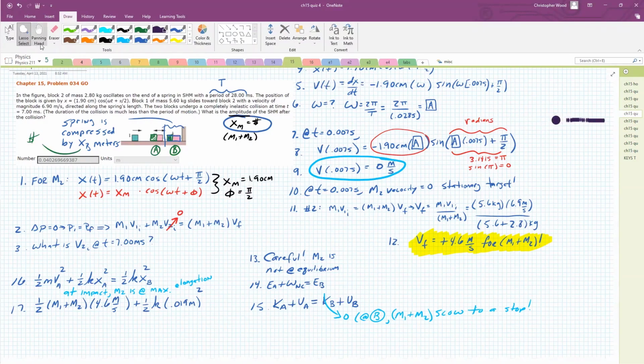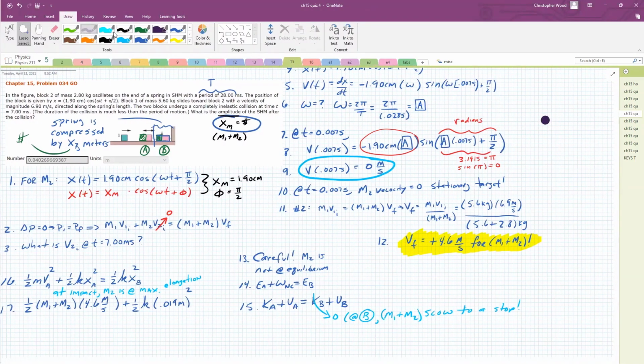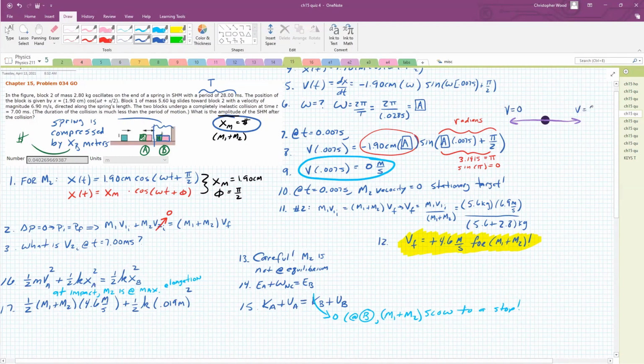So as this is bouncing back and forth, when it's way over here, it has zero velocity. When it's way over here, it has zero velocity. So I can just label that. This is no velocity. This is no velocity. This is maximum velocity right here. This is max stretch, or I guess you could say in this case, this would be max compression. And this would be max elongation. Okay, so that's what's going on.